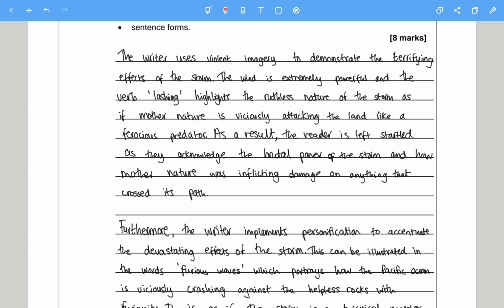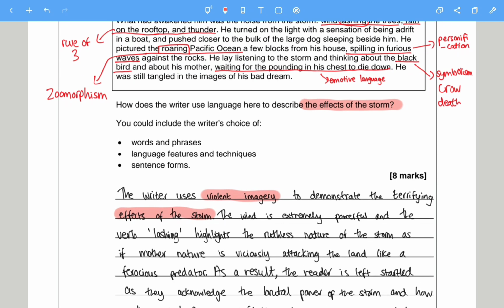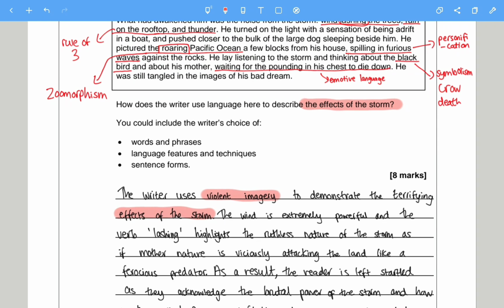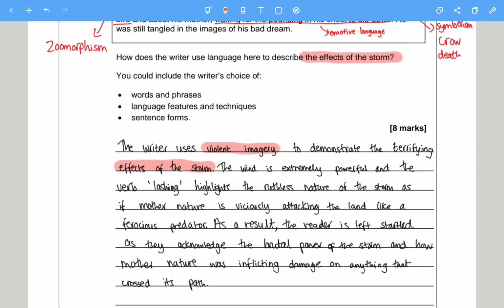So it begins the following. The writer uses violent imagery to demonstrate the terrifying effects of the storm. Remember, the focus of this question is on the effects of the storm. That's the key focus. Now, a lot of students, and again, a lot of my own students, diverted and went on a tangent because they started talking about his nightmare. But this question here is specifically about the effects of the storm.